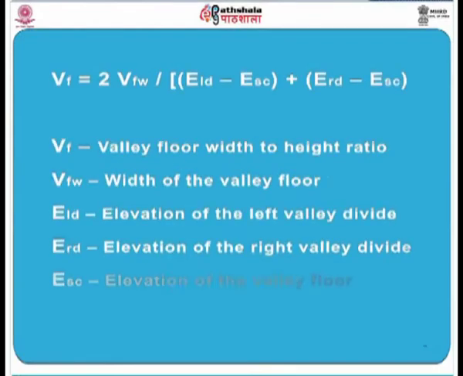This can be calculated by measuring the width of the valley floor, the elevation of the left valley divide, the elevation of the right valley divide, and the elevation of the valley floor. If we have these parameters, we can calculate the valley floor width to valley height ratio. When calculating V, these parameters are measured at a set distance from the mountain front. It is not that we can measure it everywhere, but it should be measured at a set distance.